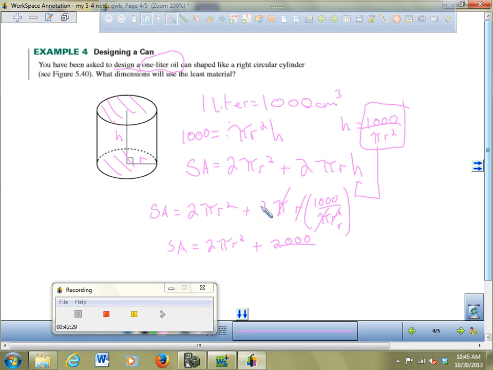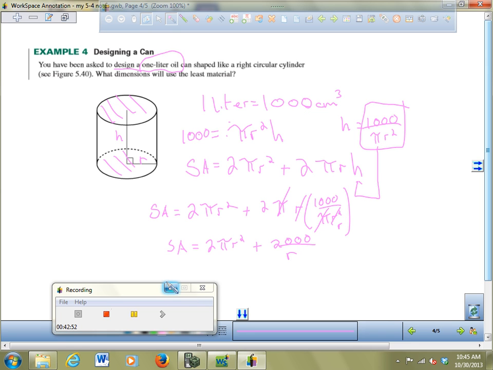Yeah, it's over r. Yeah, but there's a 2 out here, right? So 2 times 1,000, 2,000 over r. Let me double check to make sure I did that right. I did, yes. That surface area right there is saying the different amounts of surface area that you could use, and they'll all hold 1,000. They will all hold 1,000.